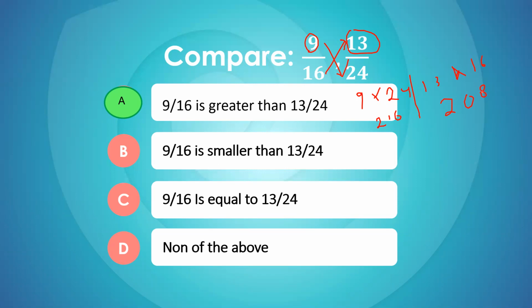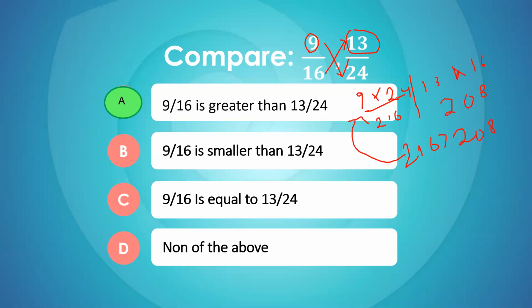Okay, so 13 into... oh, wait. 60. Okay, it's correct. So now what are we going to do? Now we have got the answer. Which is greater? 216 is greater than 208. Alright, and this 216, where did we get it from?